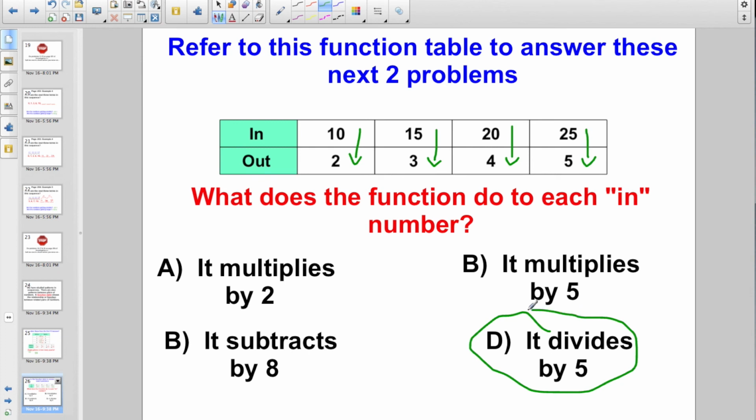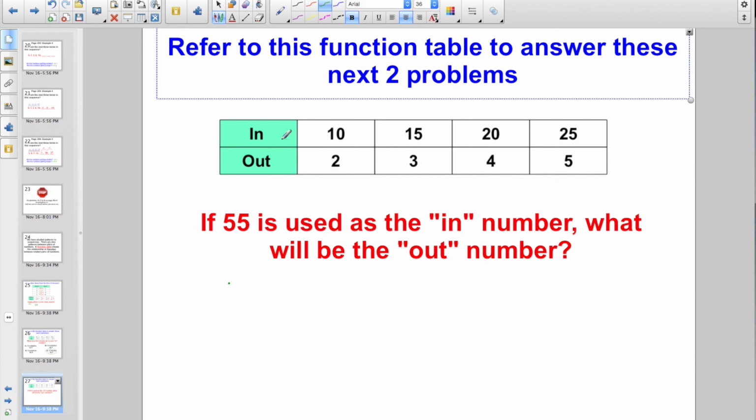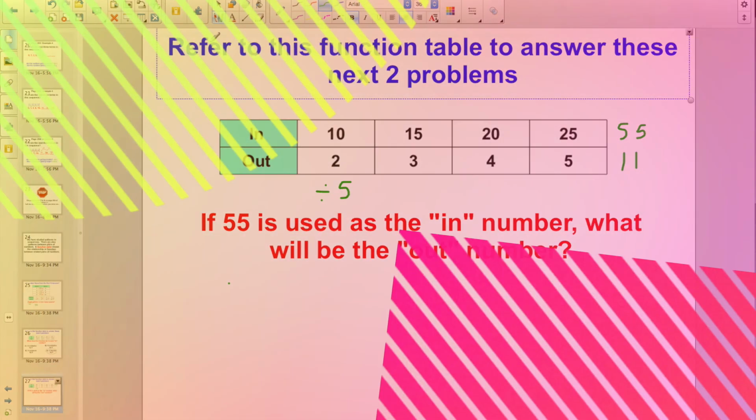Here it is, the last one. It's dividing by 5, right? 10 divided by 5 is 2. 25 divided by 5 is 5. One more of these. It's saying, look at this again. We figured out that the function was divide by 5, right? We just learned that on the other page. So if 55 is used as the in number, and I'm dividing by 5 for the function, what's the out number? Hey, that'd be 11, right?